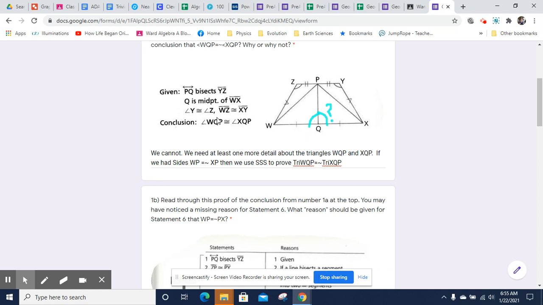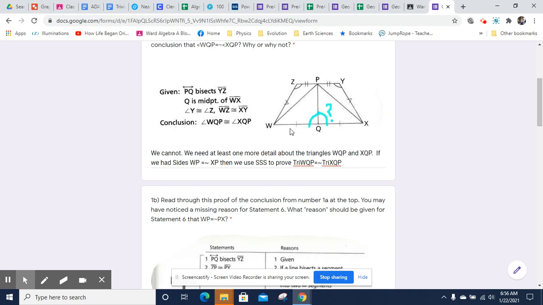My first step was to take a look at the conclusion and see what I might need to prove that. And I quickly figured out I didn't have enough information to prove that directly. So I need to do a little detour, a side trip over to these triangles, ZWP and YXP, and prove that they're congruent so that I could prove these parts, WP and XP, are congruent. Once I have that information, then I can prove that these two triangles are congruent by side, side, side. I will have to say PQ is congruent to itself by reflexive.